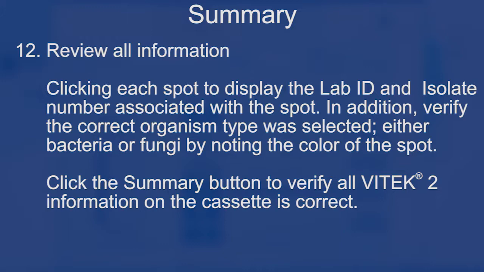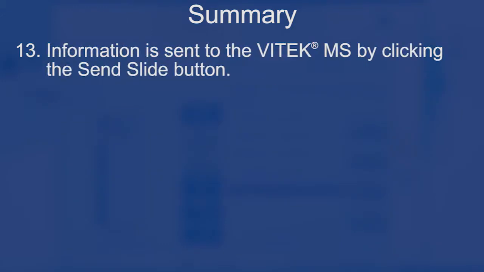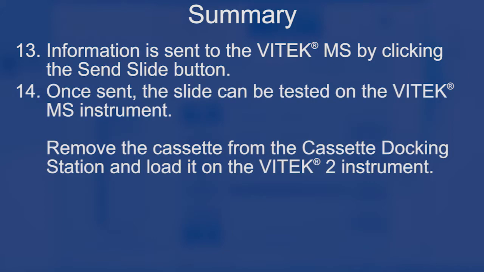Click the Summary button to verify all VITEK 2 information on the cassette is correct. Information is sent to the VITEK MS by clicking the Send Slide button. Once sent, the slide can be tested on the VITEK MS instrument. Remove the cassette from the cassette docking station and load it on the VITEK 2 instrument.